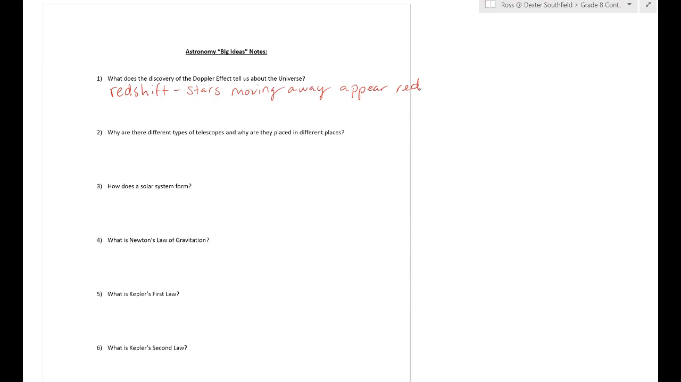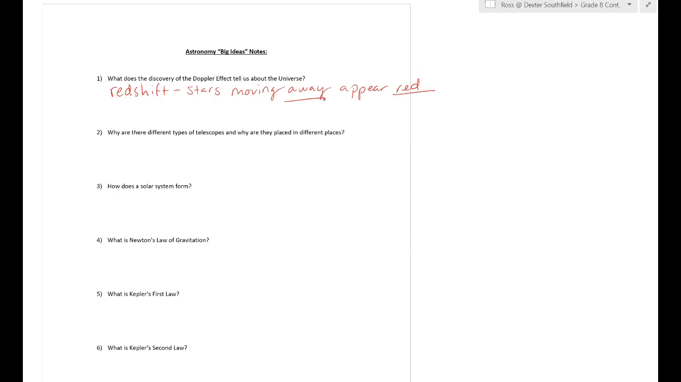This is the same effect of how a fire truck will sound slightly different in terms of pitch when it's moving towards you or when it's gone past you and is moving away from you. That pitch changes just a little bit. So that's the same thing for these stars. So he found that pretty much all of the stars out in the night sky appear slightly red. So if they appear slightly red, it means they're moving away from us.